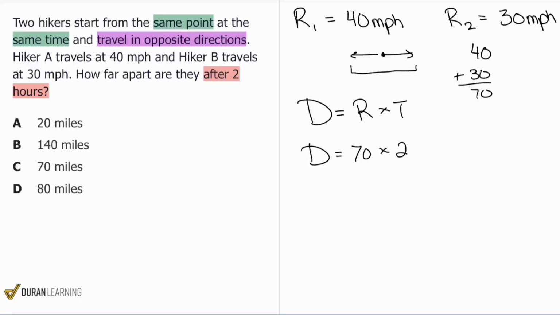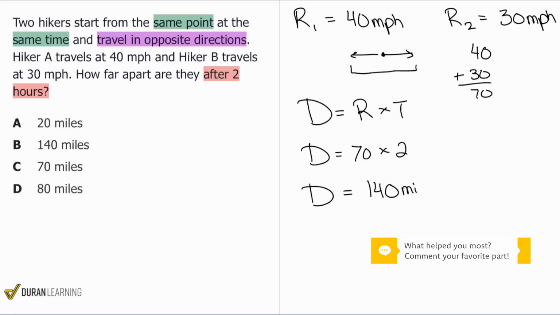My party people, help me out. Hardest question of the day. But what is 70 multiplied by 2 going to give us? Yeah, 70 times 2, that's 140. And there we are, 140 miles. And that's what makes the correct answer here, answer choice B.